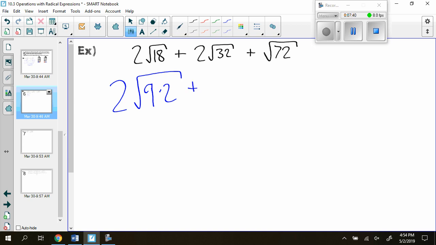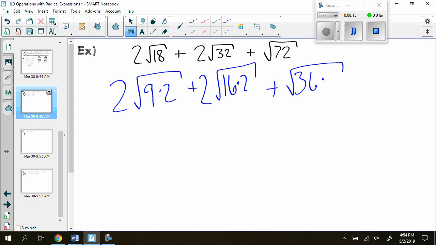Plus sign. If I think about 32, I've got like 1 and 32, doesn't really help me there. 16 and 2 could be super nice because 16 is a perfect square factor, and then the 2 would be the number left inside, and that would match what I've got from the 2 square roots of 18 that I just did. So let's go 2 times the square root of 16 times 2. All right, plus square root of 72. First thing that comes to mind is to try to keep a 2 in there. So I realize that that could be done by splitting that up to 36 times 2.